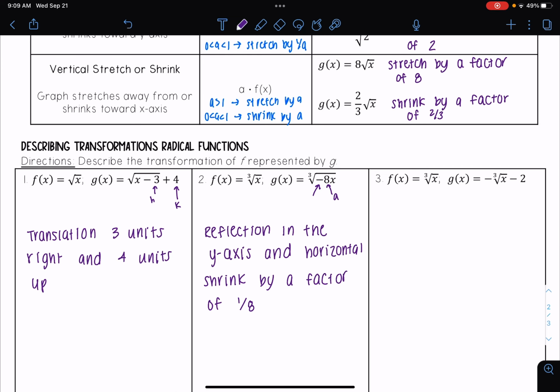And then looking at this last one, I have my parent function again is the cubed root of x, and g of x is equal to the negative cubed root of x minus 2. So I see a negative again, so that is cluing me in that it's going to be a reflection. Since it's on the outside of the radical, this is going to be a reflection in the x-axis.